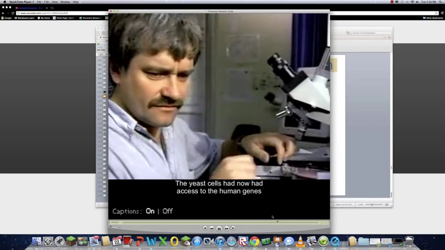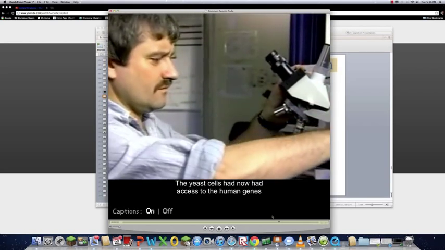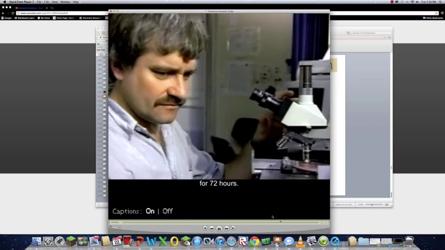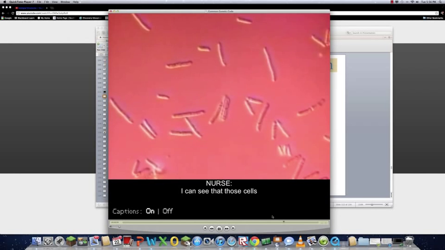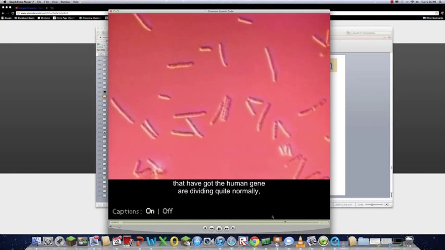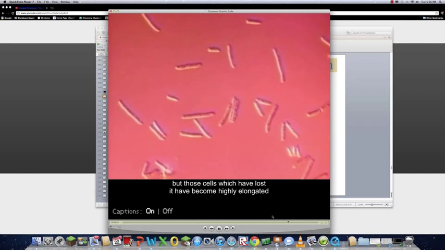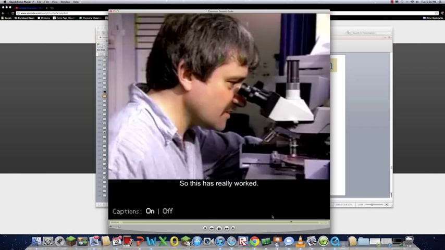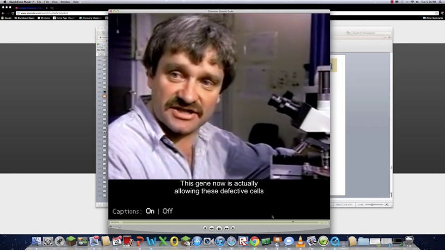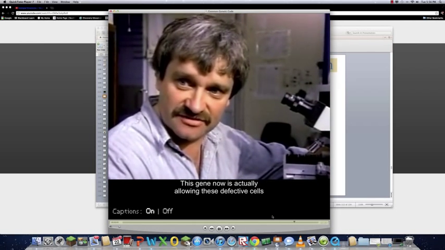The yeast cells have now had access to the human genes for 72 hours. I can see that those cells that have got the human gene are dividing quite normally, but those cells which have lost it have become highly elongated and stopped division. So this has really worked. This gene now is actually really allowing these defective cells to grow and divide.